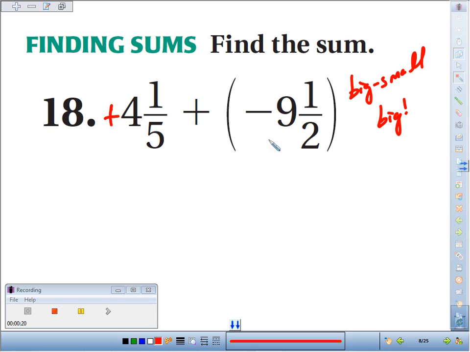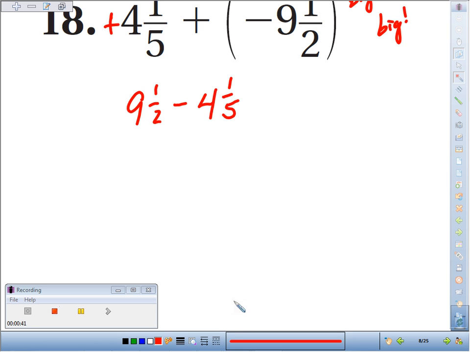Okay, so if we look at these two numbers, 9 1/2 is bigger than 4 1/5. So since 9 1/2 is negative, our final answer is going to be negative. But let's see what that number is going to be. So big minus small. Take the bigger number, 9 1/2, minus the smaller number, 4 1/5. Now there's a lot of ways you can do this. I'll look at it maybe a couple different ways.